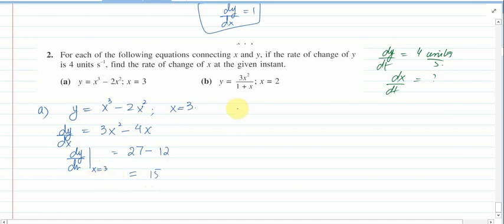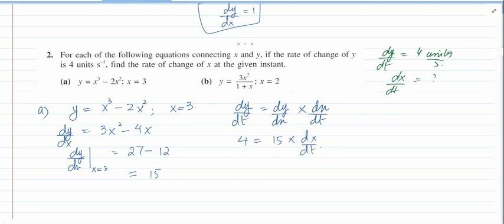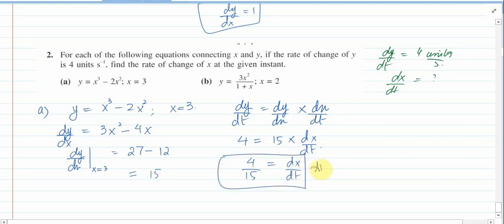Applying the chain rule now, dy upon dt equals dy upon dx multiplied by dx upon dt. What values do we know? dy upon dt is given, it's 4, dy upon dx we found is 15, and dx upon dt is what we are looking for. So now it's quite easy, you need to make dx upon dt the subject, so that will be 4 divided by 15 equals dx divided by dt, and that is your answer.